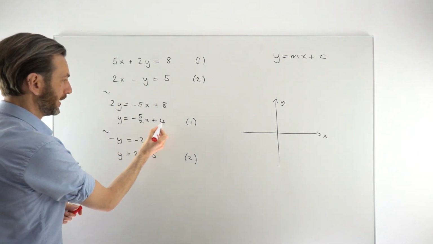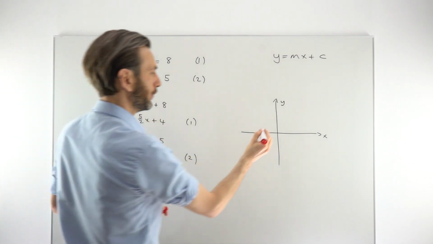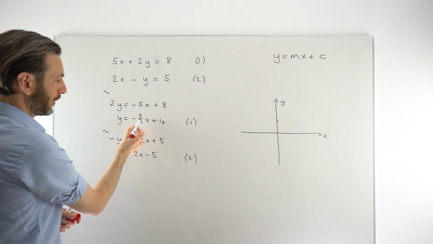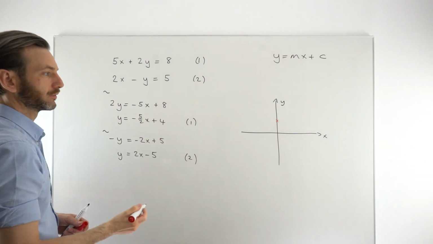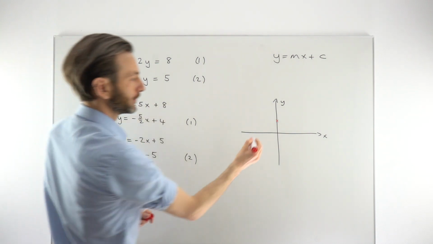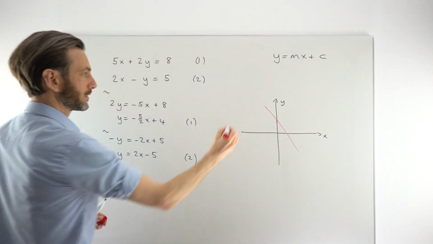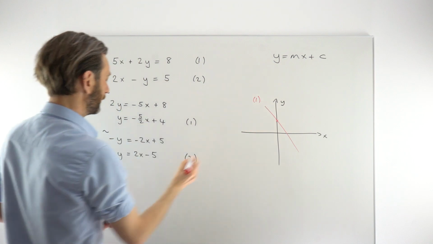So this first line here has a y-intercept of 4. So let's say that's up about there somewhere. It's got a gradient of minus 5 over 2, so minus 2.5. That's sloping down to the right and fairly steep. So it's going to be something like that. So that's line 1. Let's do the same for line 2.